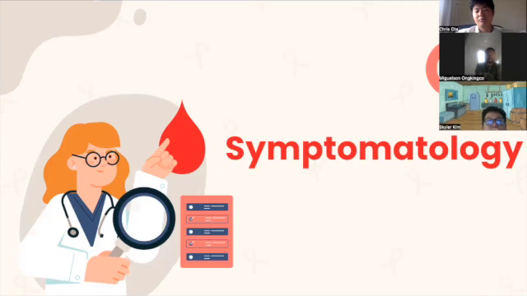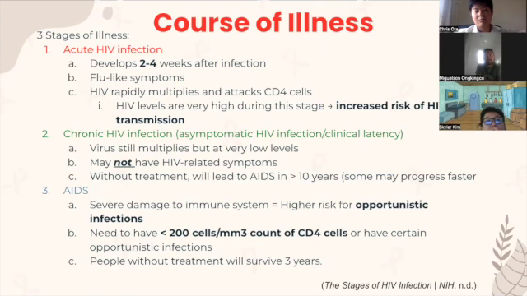All right, and now I'll be talking about the symptomatology. Next slide. All right, so I'm going to be talking about the course of illness. HIV specifically has three stages of illness, and they're listed chronologically. The first one is acute HIV infection. This develops 2 to 4 weeks after the initial infection, and most people exhibit flu-like symptoms. I'll be discussing symptoms on another slide after this.